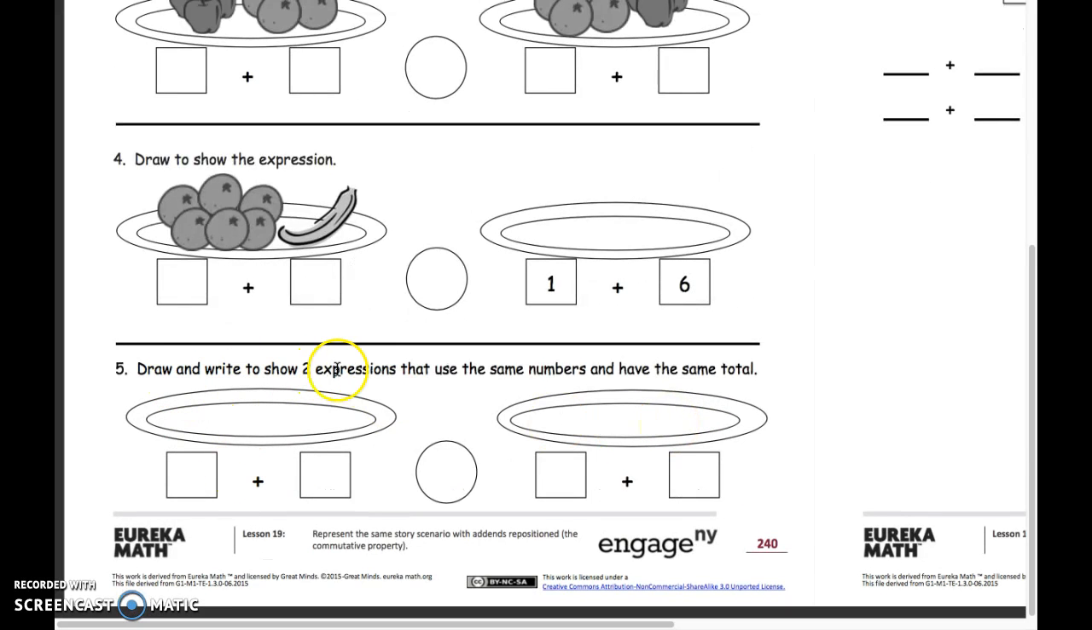Then you're going to draw and write 2 expressions to show the same numbers that have the same totals. So draw a picture of some circles and hearts here and some circles and hearts here, and they should both equal the same amount. Okay, so I might say 3 circles, 3 hearts. 3 and 3 is 6. I might say 1 heart and 5 circles. 1 and 5 is 6. Don't use that one though.